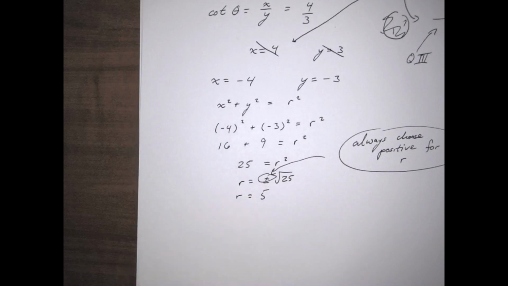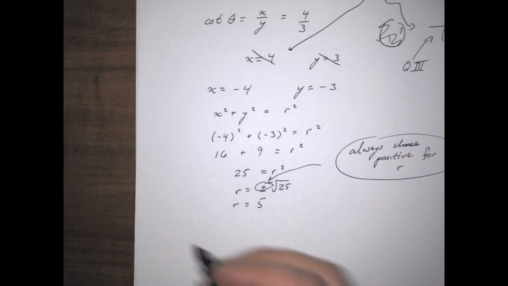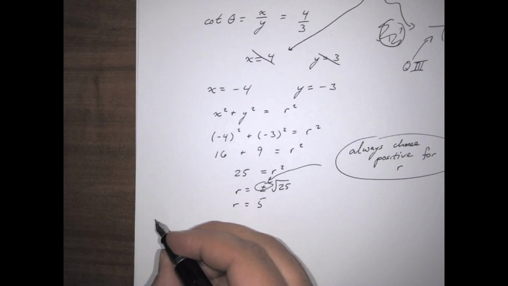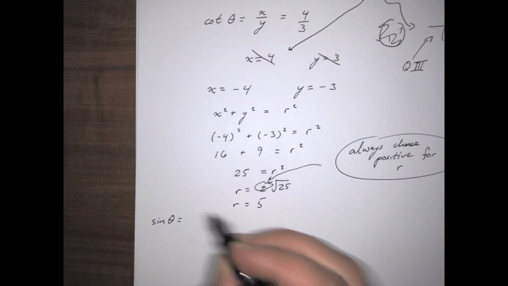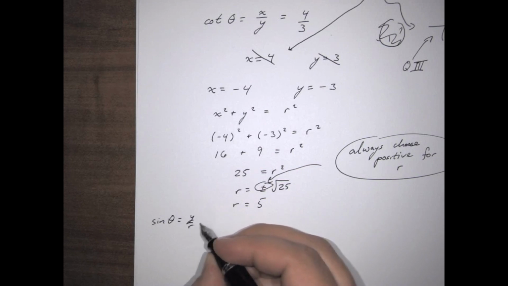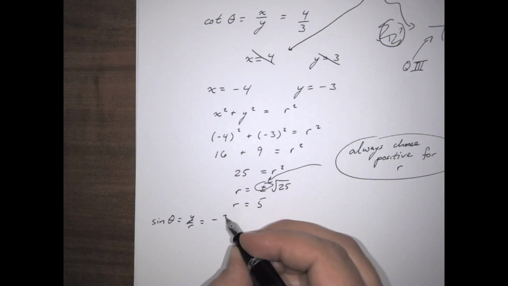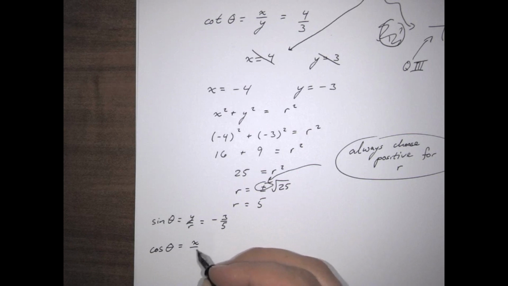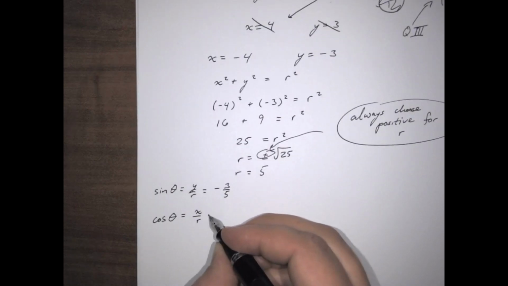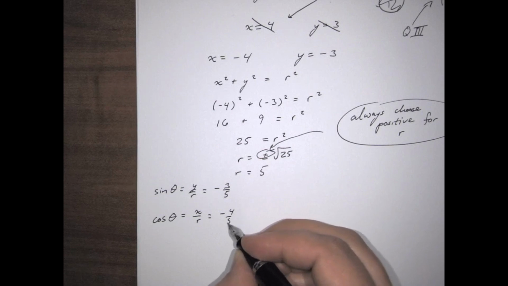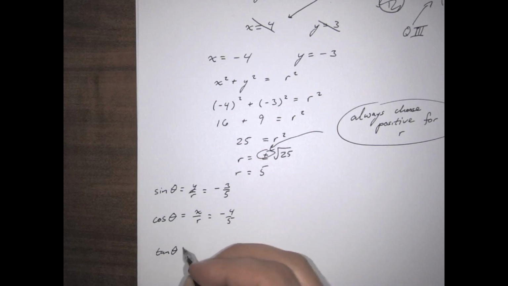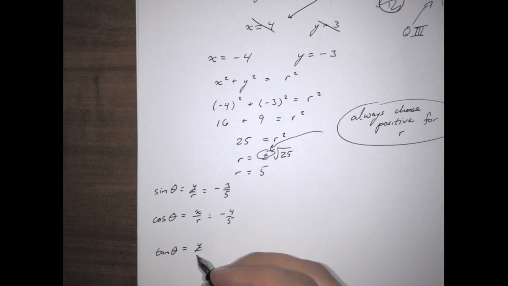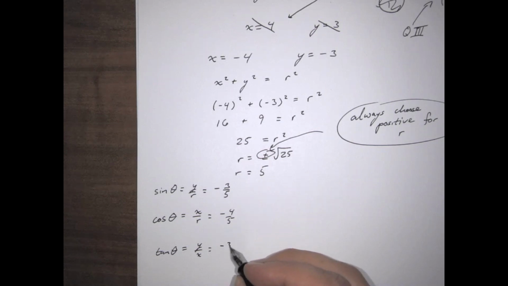So then that was the hard part, was finding the right x's and y's, but once we've got them, then everything will be easy. So sine theta, which is of course y over r, is going to just be negative 3 over 5. Cosine theta, which is x over r, will correspondingly be just negative 4 over 5. Tangent of theta, which is equal to y over x, will then just be negative 3 over negative 4, which is just equal to 3/4.